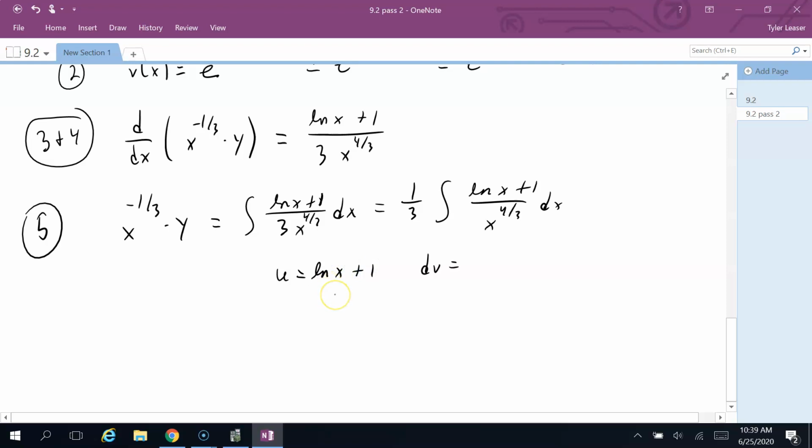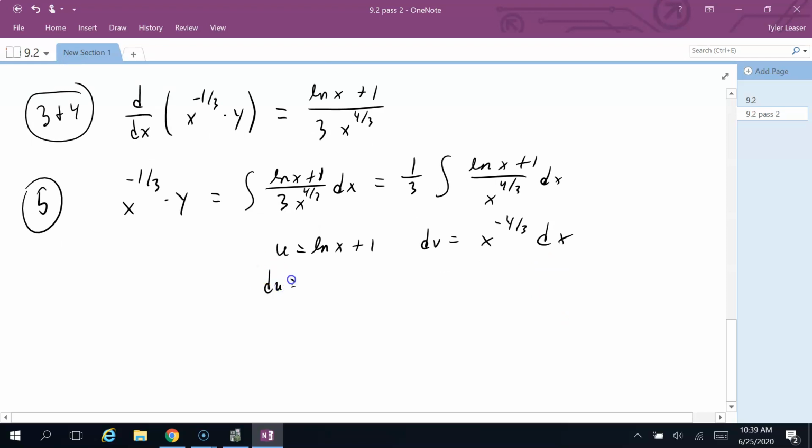So I'm going to let u be natural log x plus 1, which means that dv, I'm going to write it as x to the negative 4/3 dx. Okay, then we have to find the derivative of u. The derivative of natural log is 1 over x. The 1 just goes to 0. The antiderivative of v, so x to the negative 4/3, that negative 4/3 is going to be increasing by 1. So that's going to go to negative 1/3, and then we're going to divide by that negative 1/3. So we get negative 3, and then it's going to be x to the negative 1/3.